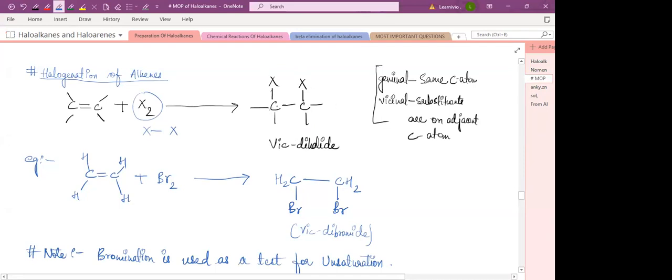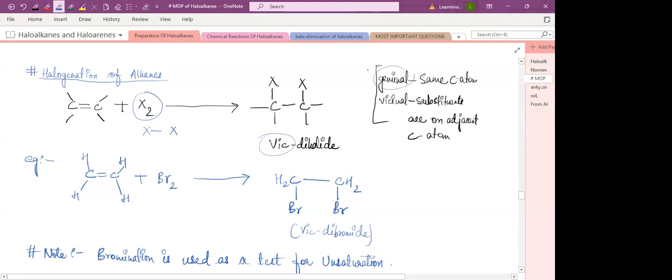So vicinal means when the halogen group, or any group, is attached to adjacent carbon atoms. Neighbors. When their halogen groups are neighbors to each other, attached to adjacent carbon atoms, they are known as vicinal. Vicinal type of halide or vicinal type of group. Any group it could be. But here, for the halide, we will use vicinal dihalide.